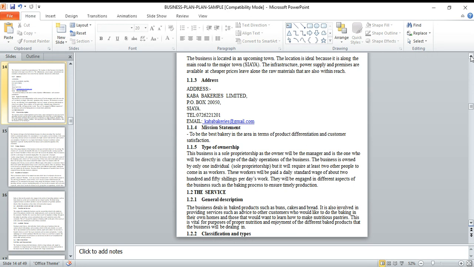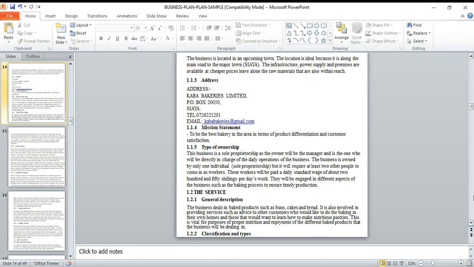The business deals in baked products such as buns, cakes, bread. It is also involved in providing services such as advice to customers who would like to do baking in their own homes and those who want to learn how to make nutritious pastries. This is vital for the purpose of proper nutrition and enjoyment of the different baked products that the business will be dealing in.